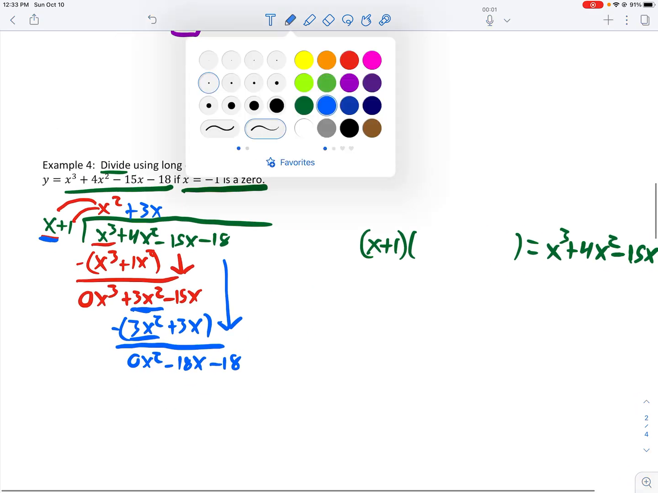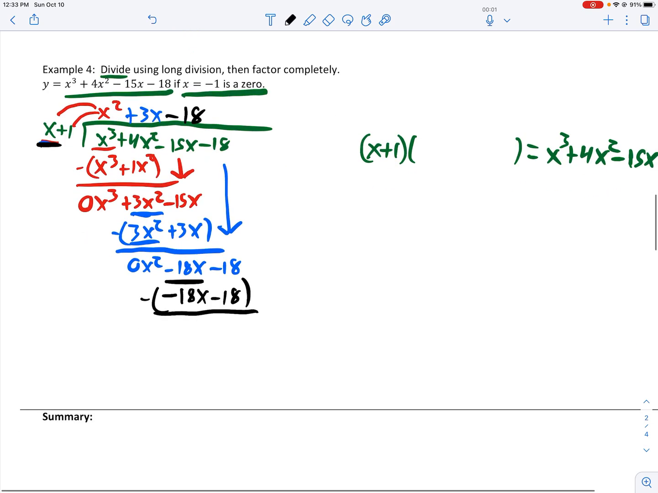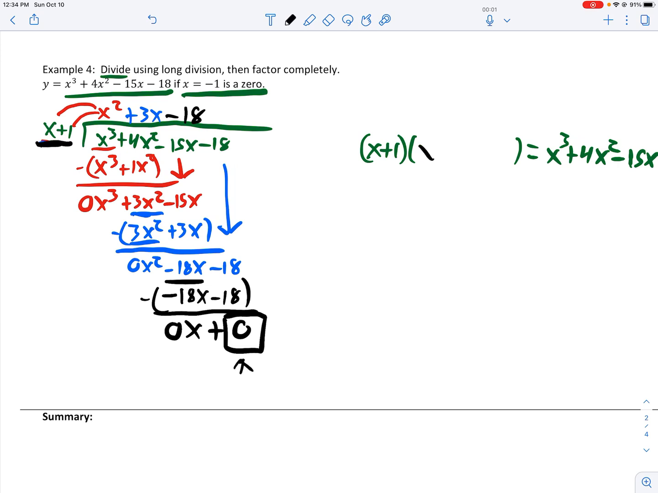And then repeat the same process again. How many times does x go into negative 18x? Negative 18. So you get negative 18x. Negative 18 times positive 1 is negative 18. I'm going to subtract. Again, being careful with your signs, right? You're going to get double negative, so 18 plus 18 is 0x. Negative 18 minus 18 becomes plus 18, so plus 0. And there we go. There's my remainder, which hopefully makes sense because we were dividing by a factor. Your remainder needs to be 0. So now I have my trinomial.